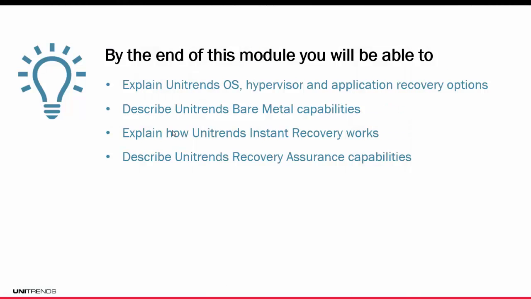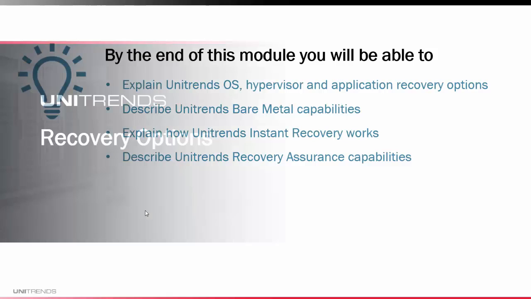By the end of this module, you're going to be able to explain the Unitrends file level, hypervisor, and application recovery options. You're going to be able to describe Unitrends bare metal capabilities. You're going to explain how Unitrends Instant Recovery works, and you're going to be able to describe the recovery assurance capabilities at a very high level.